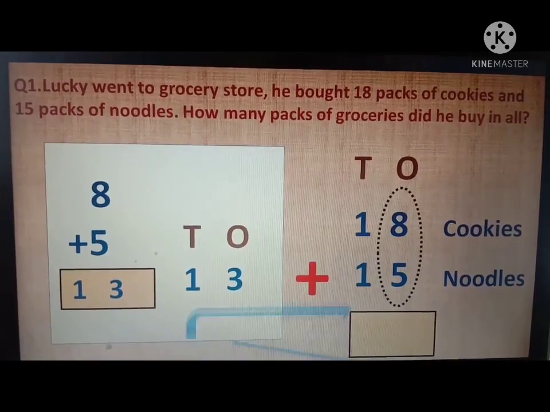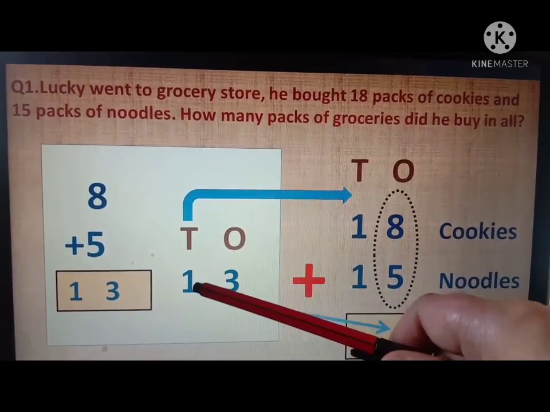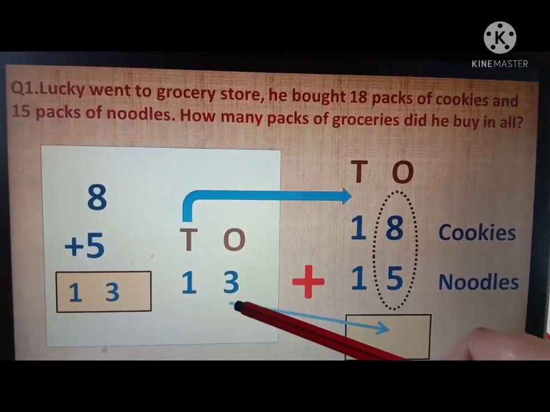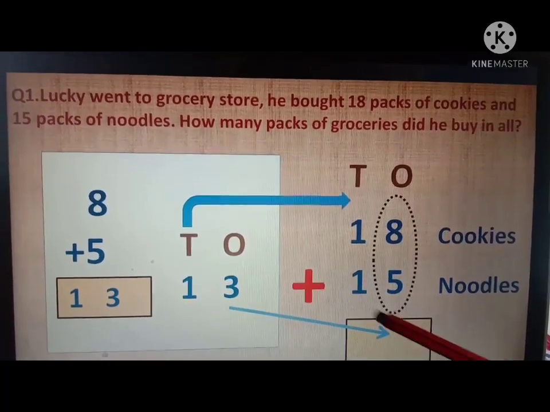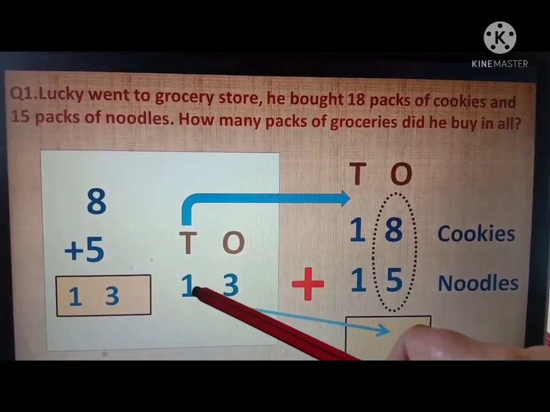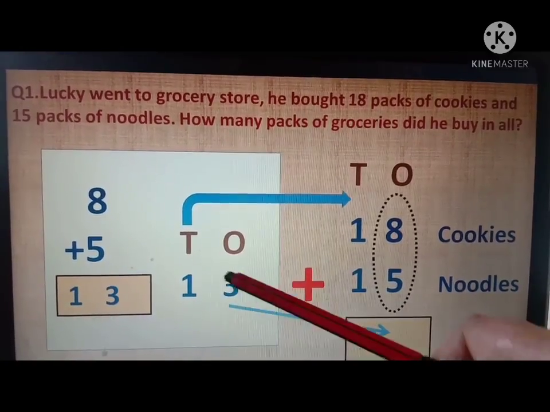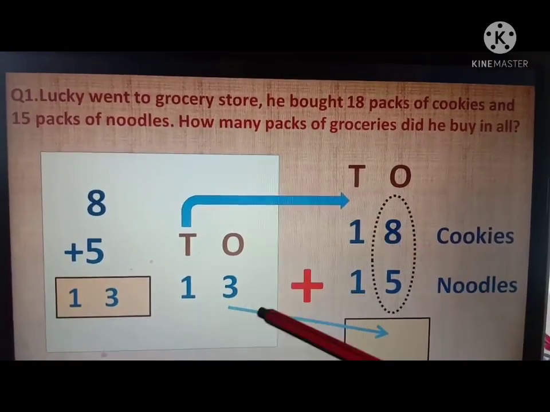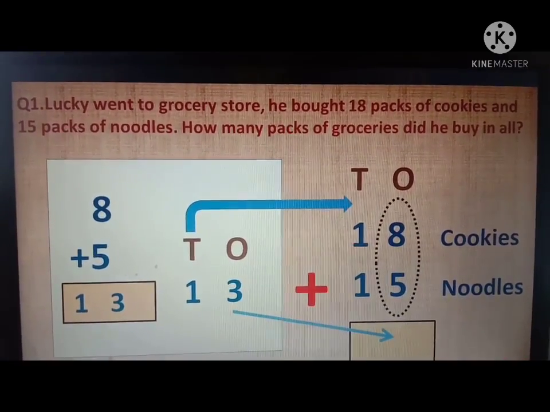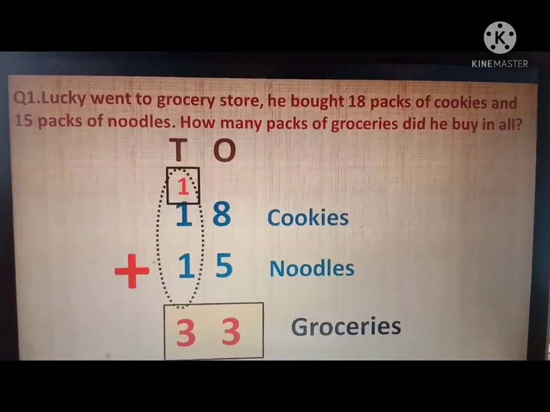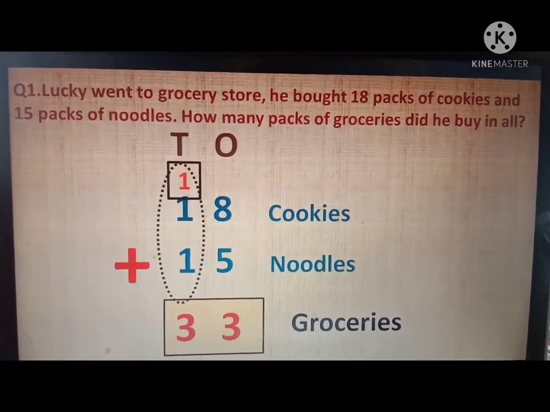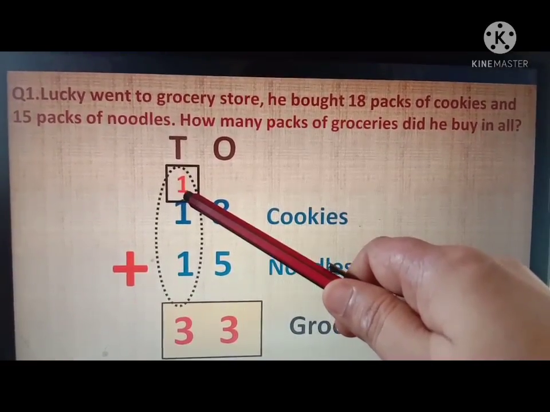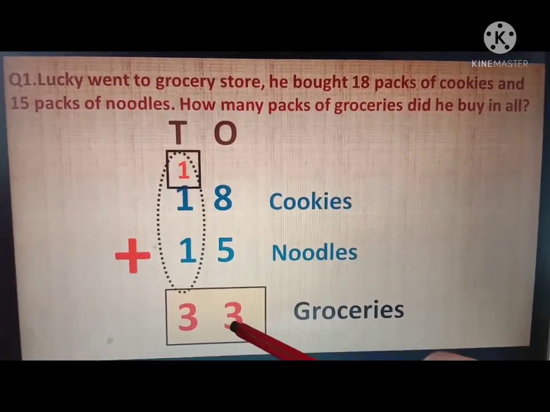So what is the next step? We have to shift this 1 in the tens place and this number in the ones place. So here 1 in tens place and 3 in ones place. So we are shifting 1 here and 3 here. So you can see that I have written here 1. So children, you also write down 1 here and 3 I have written here.